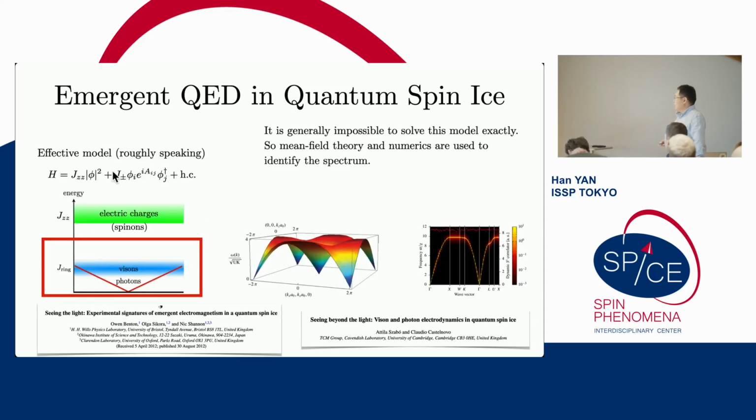It's generally very hard to solve this model exactly, except when you add some extra terms. So usually people need to use mean field theory, quantum Monte Carlo, or other numerical methods to identify what exactly this spectrum looks like. For example, there were some analytics and also semi-classical simulations to identify the photon spectrum in the low energy sector, and indeed we see these linearly dispersing photons.